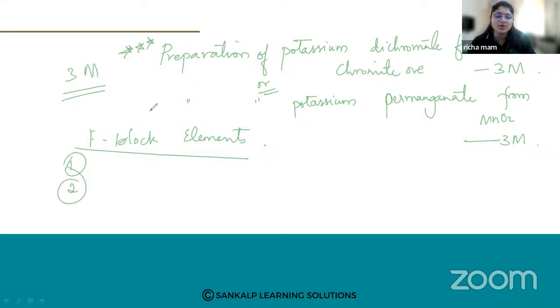The second question: mention any 2 consequences of lanthanide contraction. One is the similarity in atomic size of elements of the second and third transition series. The other is that the separation of lanthanides in the pure state becomes very difficult. These are the important questions.